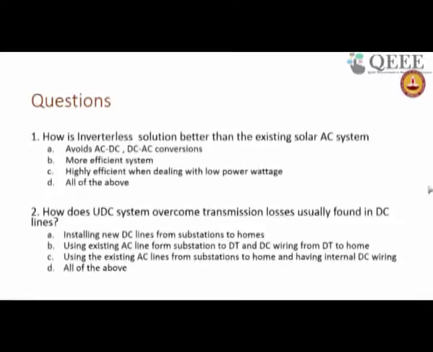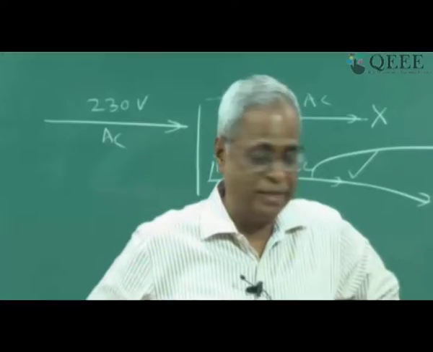Easy question. Second question: how does the UDC system overcome transmission losses usually found in a DC line? Does it install a new DC line at every substation? From substation to home, does it put a DC line? Yes or no? Anybody who believes yes, raise hand. Otherwise, if you believe no, don't raise hand. So nobody believes that there is a new line.